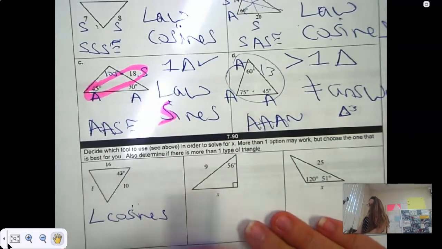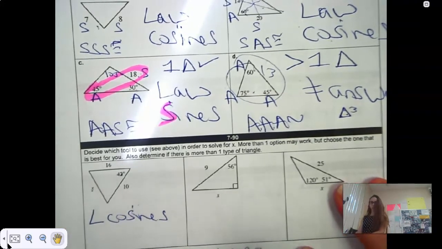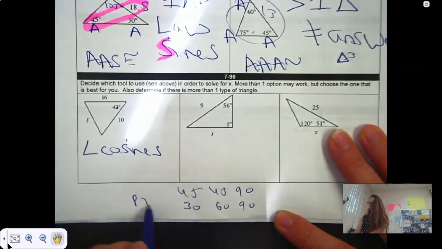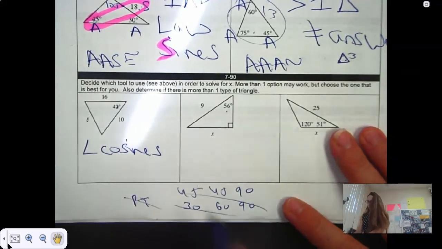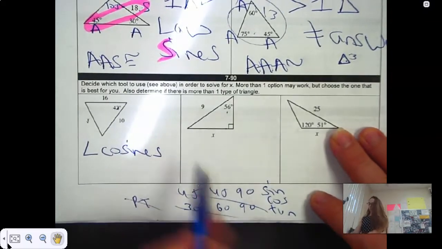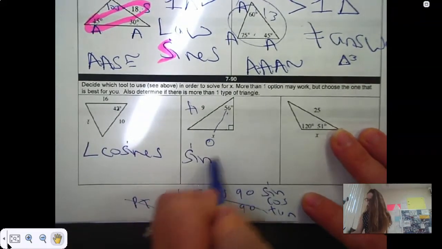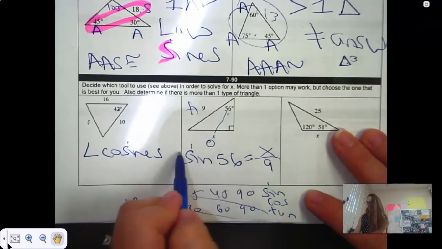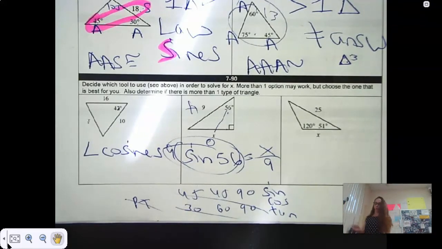The next one, it's a right triangle. So is it a ratio? Is it a 45, 45, 90? No. Is it a 30, 60, 90? No. Can I use the Pythagorean theorem? No, because there's an angle. So it's not any of those. So I would have to either use sine, cosine, or tan. Well, let's look. This is opposite, and this is hypotenuse. So I would do the sine of 56 equals x over 9. How do you solve? You would multiply both sides by 9. You would put that in your calculator, make sure it's in degree mode, blah, blah, blah.